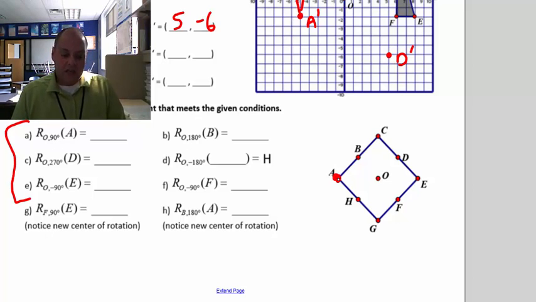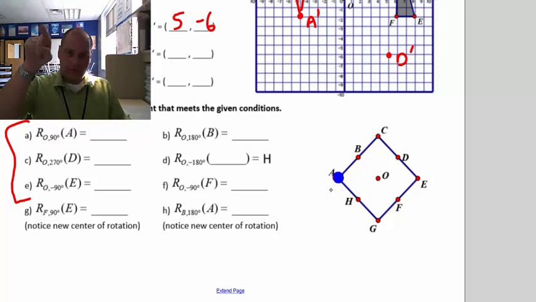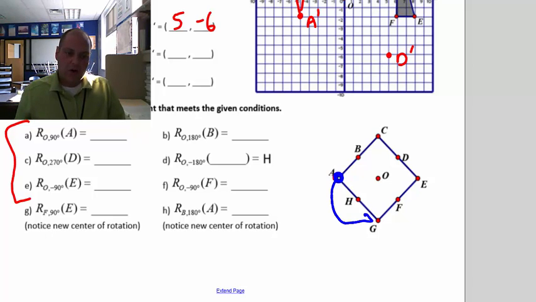Here's A. Let me change colors. Here's A. If we go 90 degrees, remember that's going to be counterclockwise. Positive 90 is counterclockwise. Up goes left, left goes down, down goes right, right goes up. Got it? That's the direction, counterclockwise. So if you rotate 90, you are going to be right there. So it's going to be G.